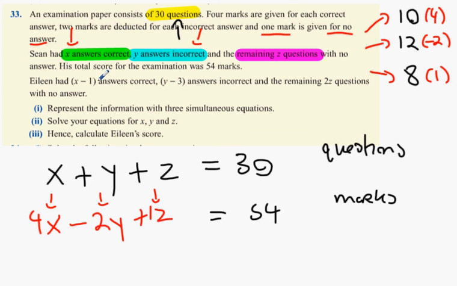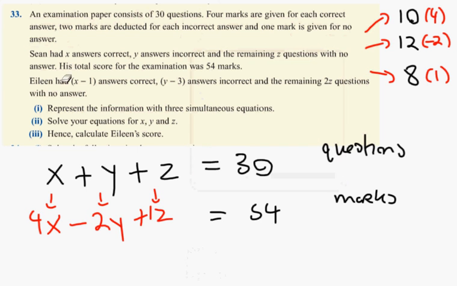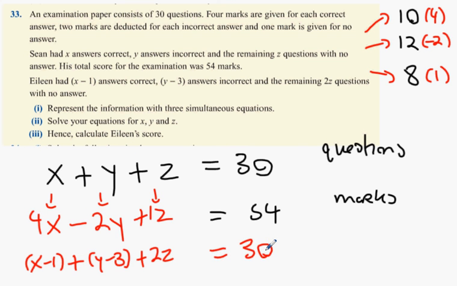What did Eileen do? Represent the information with 3 simultaneous equations. I am missing a bit of information here. Guys, when you look at Eileen, Eileen answered x minus 1 answers correctly, she answered y minus 3 incorrectly, and she answered 2z questions with no answers. But she did the same test, right? Which means all the questions she did still have to add up to 30.